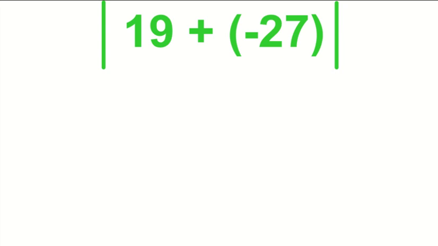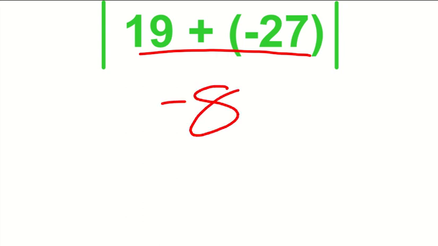Gray, what'd you get? 8 is correct. All right, when you have absolute value and it's around a math problem like this is, you do the math problem first. We do the inside part first. So if I have 19 plus negative 27, signs are different, so we subtract. 27 minus 19 is 8. We use the sign of the bigger number.